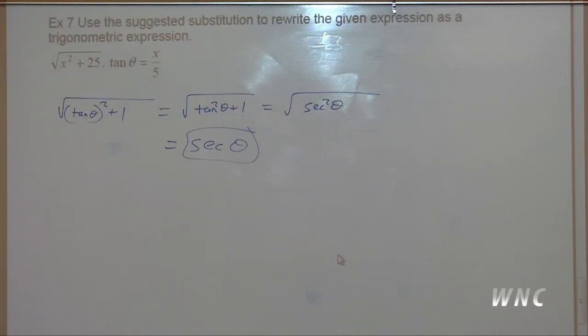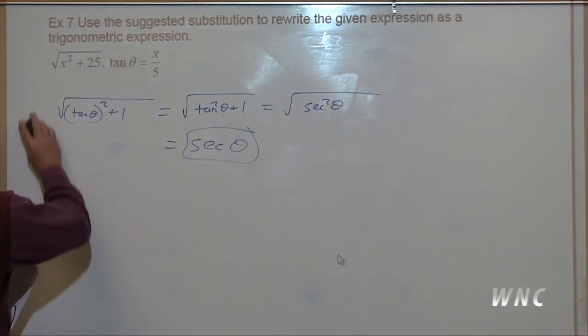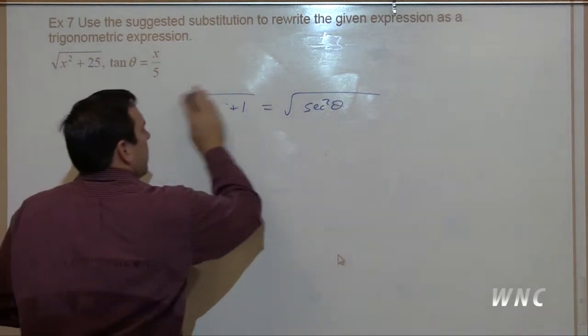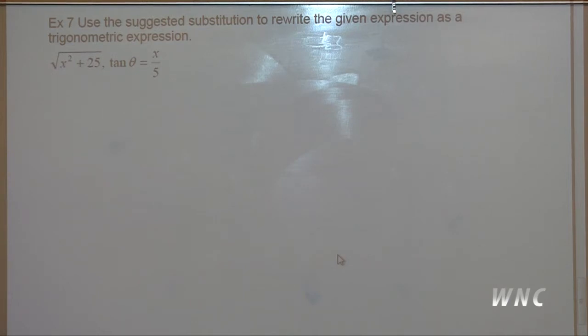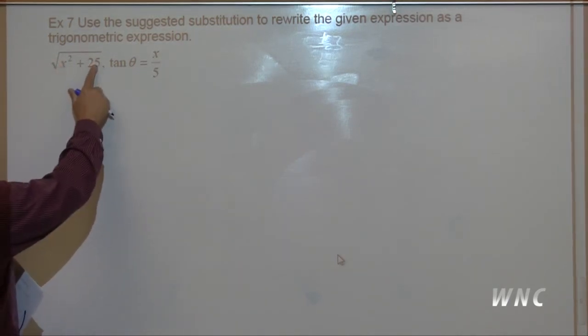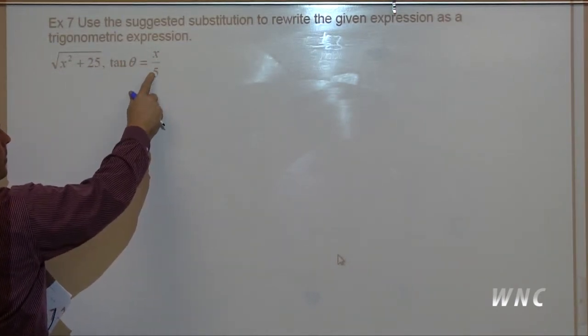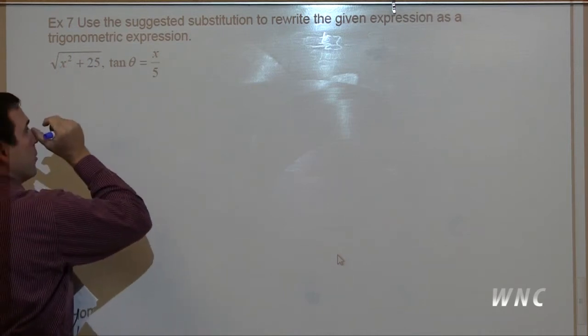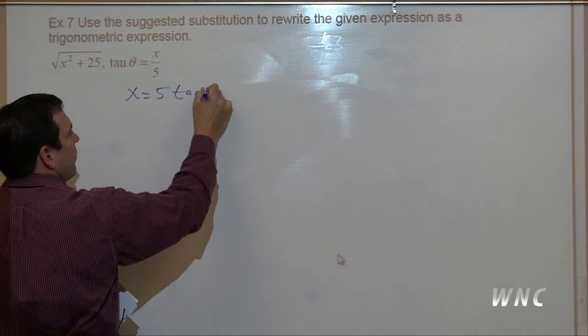Our last one from this section. Use the suggested substitution again to rewrite the given expression as a trig expression. Okay. So what we have is the square root of x squared plus 25. And we're going to do the substitution: tangent of theta is x over 5. Well, we have an x here, so we need to solve for x. x would be equal to 5 tangent theta.